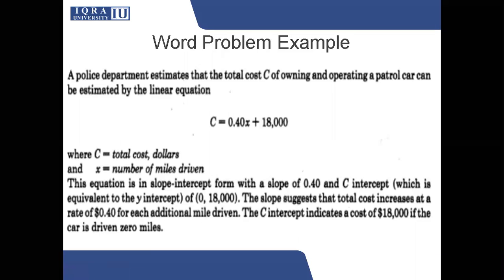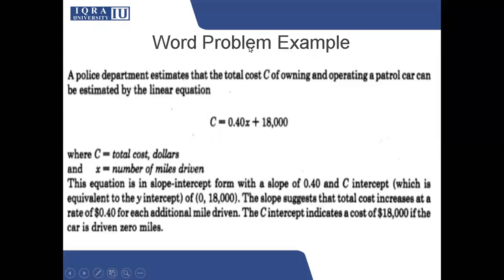These things can also come in the form of a word problem. For example, a police department estimates, this is obviously not a word problem, they're not asking for something, but let's see where it goes, right? A police department estimates the total cost C of owning and operating a patrol car can be estimated by the linear equation C equals 0.40x plus 18,000, where C is the total cost in dollars and x is the number of miles driven.